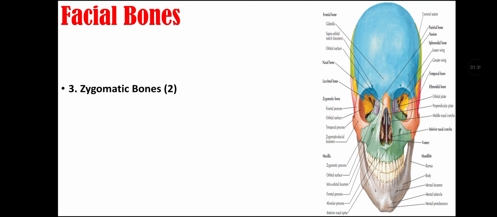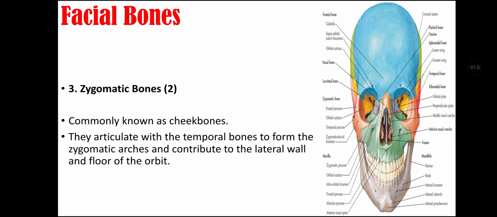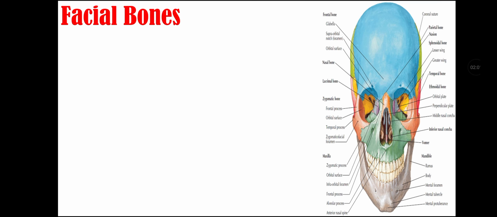Next facial bone we have is zygomatic bone. Here you can see the cheek area, the orange color bone is the zygomatic bone. It is a paired bone, that means there will be two zygomatic bones in every skull. They are also known as cheek bones because they are present at the cheek area. They articulate with the temporal bone to form the zygomatic arch and contribute to the lateral wall and floor of the orbit.